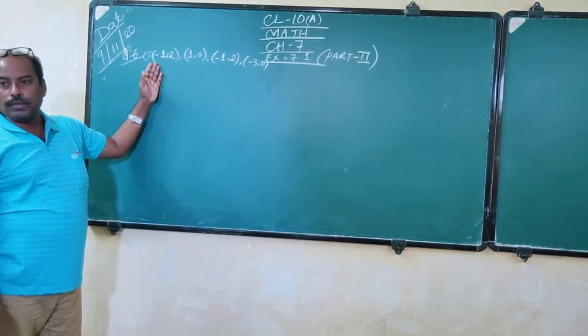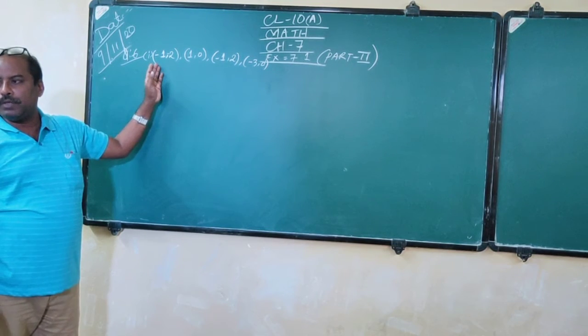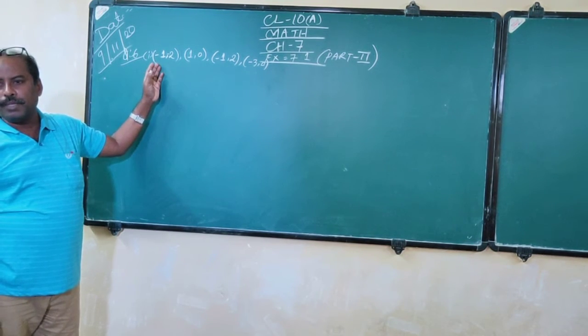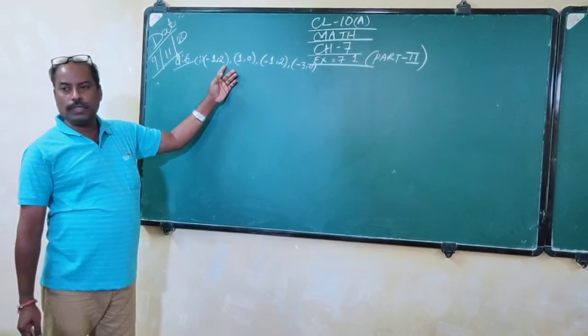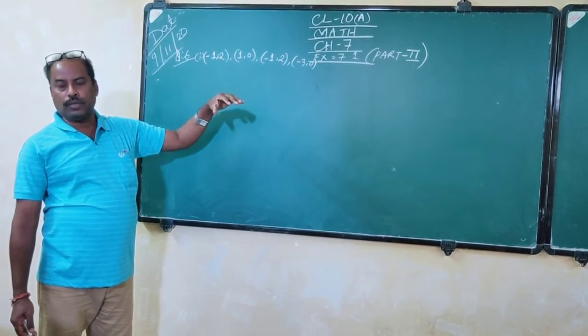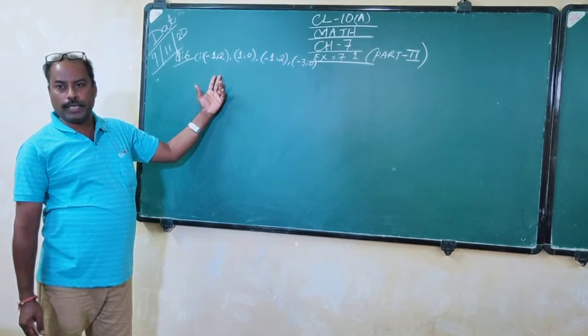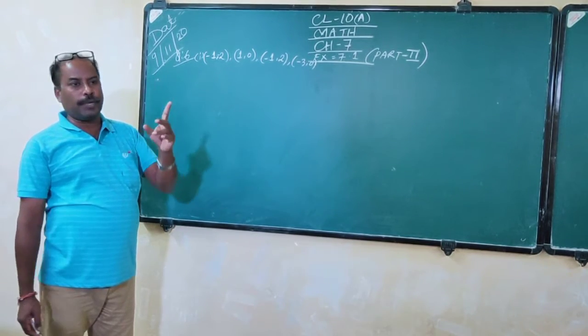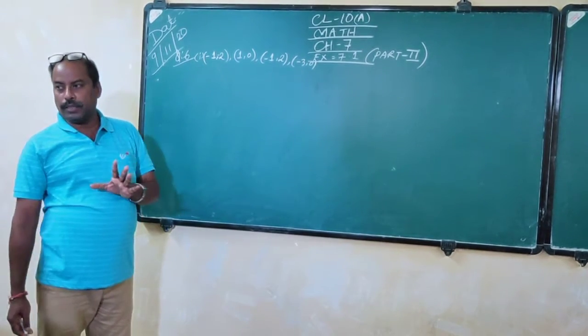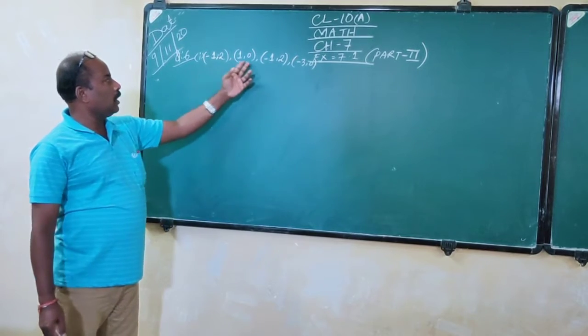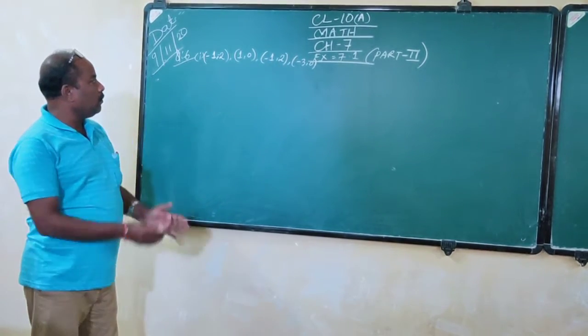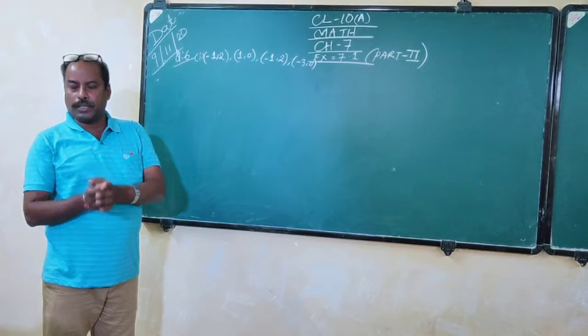First value is known as what? X value is known as what? Abscissa. And the second value is known as what? Ordinate. So both are known as the coordinates. So each point must have coordinates. Now we have to see the question given, question number 6.